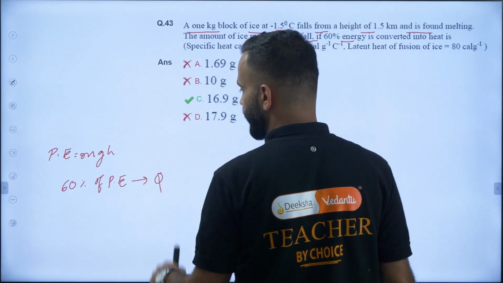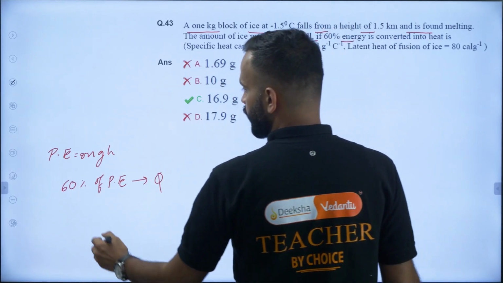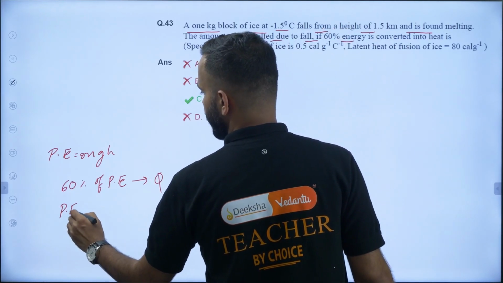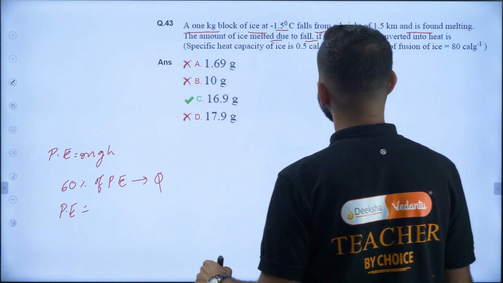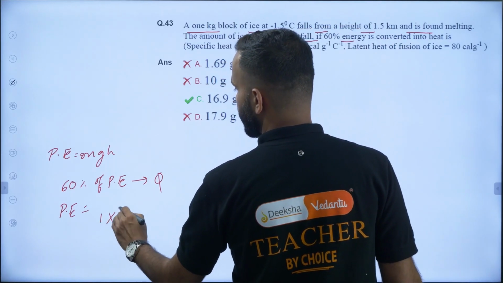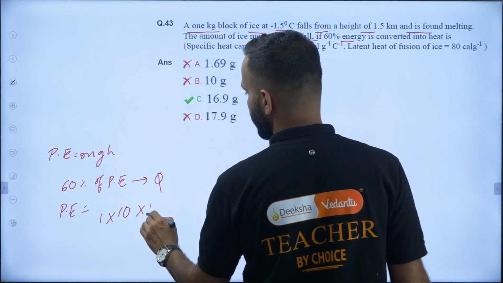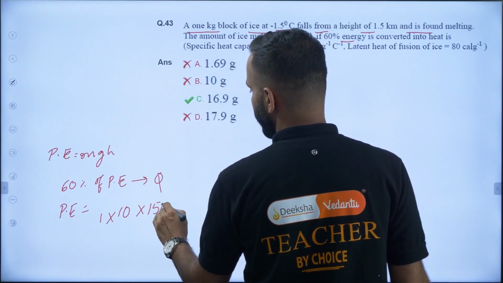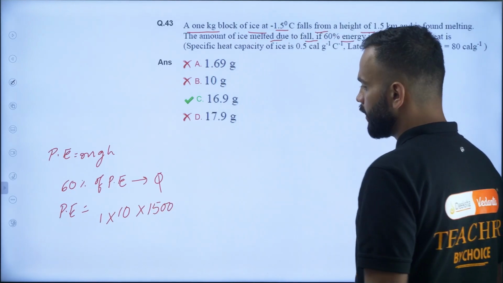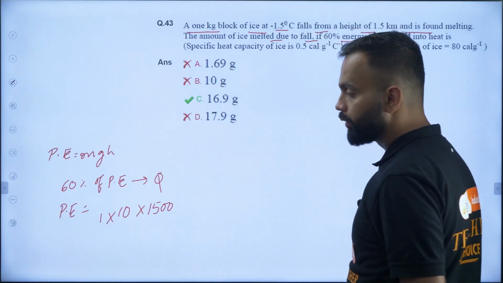So 60% of potential energy is converted into heat. Now the potential energy PE is equal to m, which is 1 kg, into g, which is 10 meter per second square, into h, which is 1.5 kilometer, that is 1500 meter, right? So 1500 into 10 is 15,000.